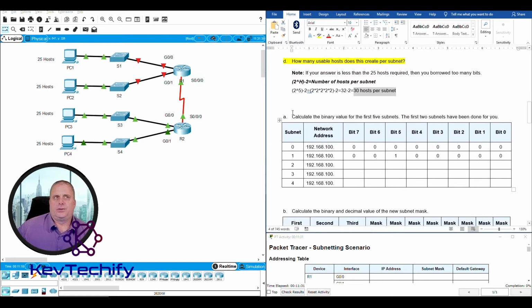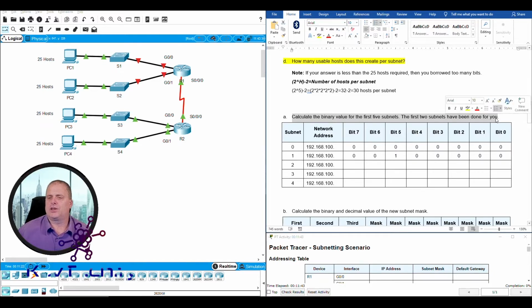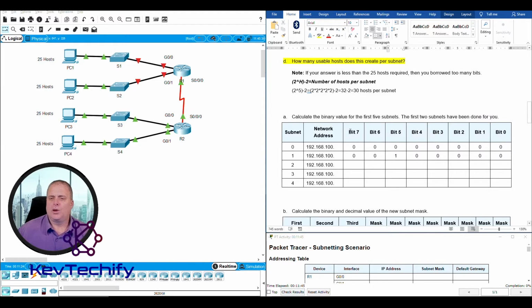On to, should be E. But here I got A, probably your E. Calculate the binary value for the first 5 subnets. The first 2 are done for you. Now, once again, we are borrowing 3 bits. I'm going to go ahead and highlight that. This is our network portion here. These are the bits we're borrowing.